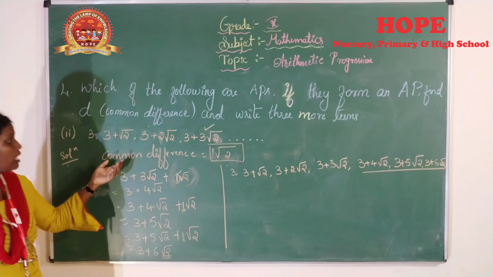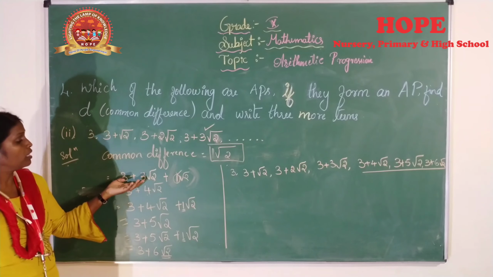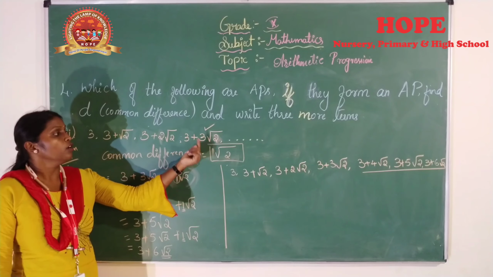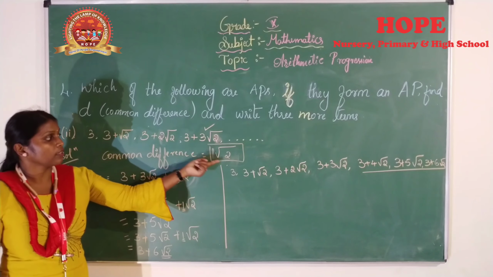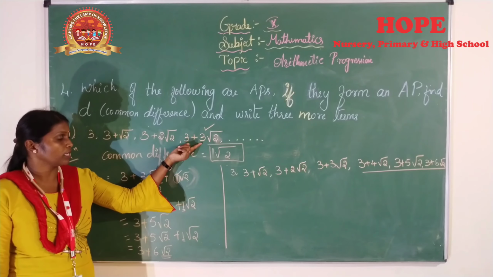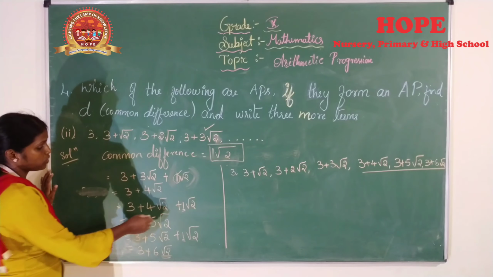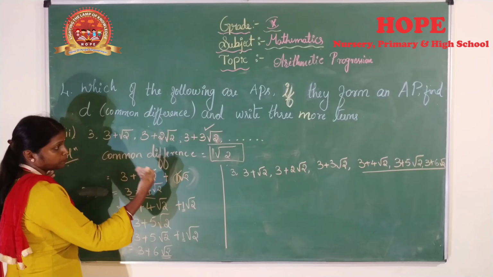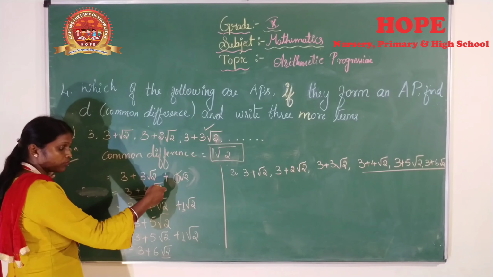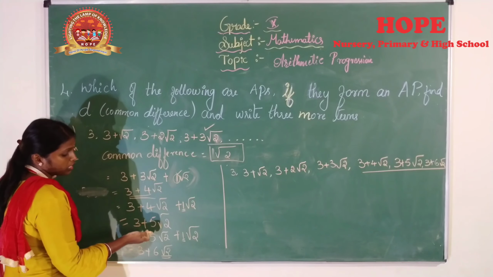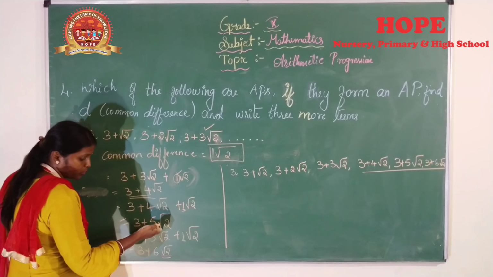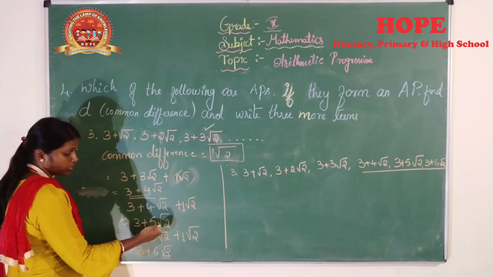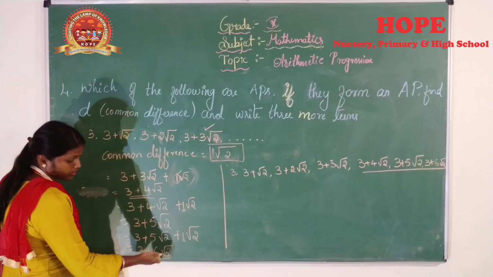So this way we find that the common difference is root 2. This is the fourth term, the last term mentioned here. To find out the fifth term, we have to add the given common difference to the fourth term, so we get 3 plus 4 root 2. To find out the sixth term, we add root 2 to the fifth term, so that we get 3 plus 5 root 2. To get the seventh term, we add root 2 again, so 3 plus 6 root 2.